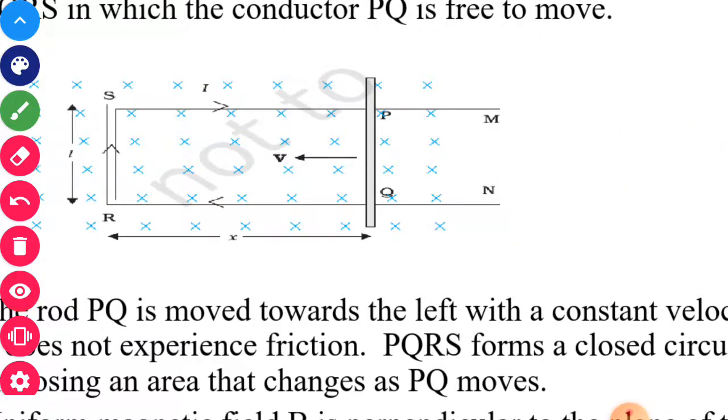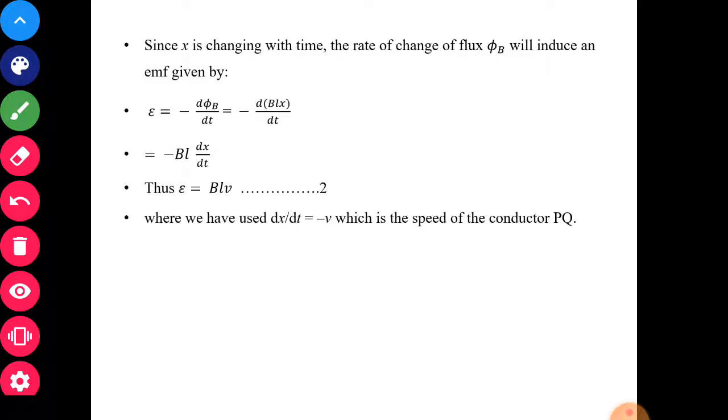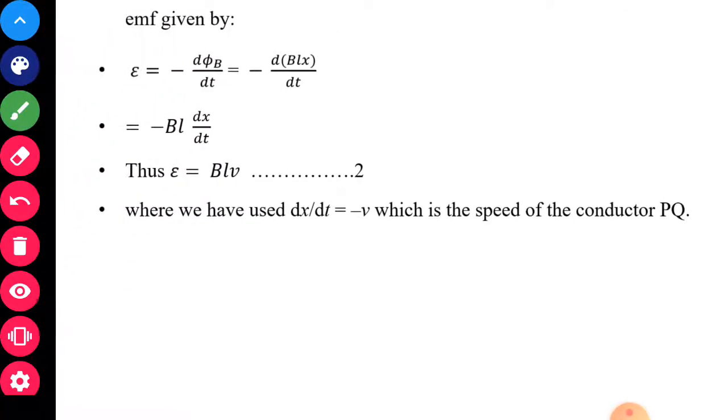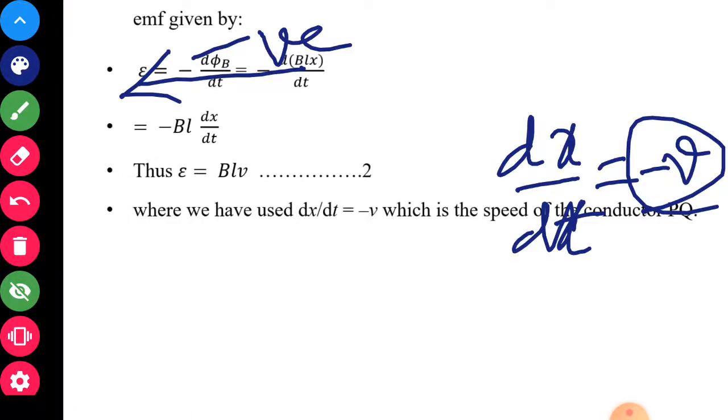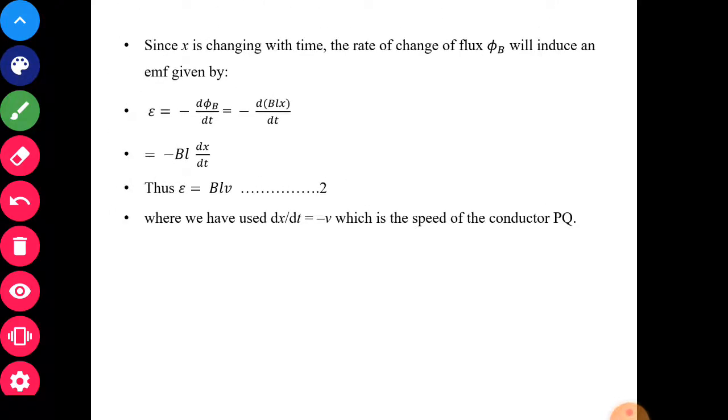Or if you take this direction as the negative direction, then also you can understand why this minus V is taken. So the electromotive force can be minus BVL, but then dx by dt is taken as minus V. Then we can write the value of this electromotive force to be positive BLV. Here dx by dt is taken to be minus V. It is very easy to understand, an important question.